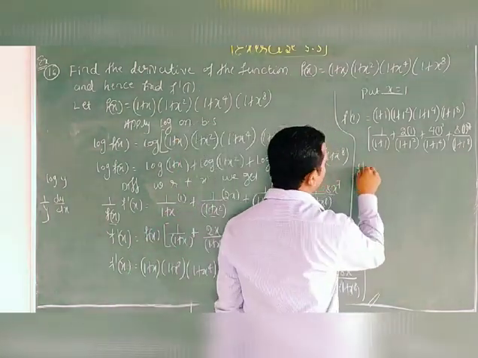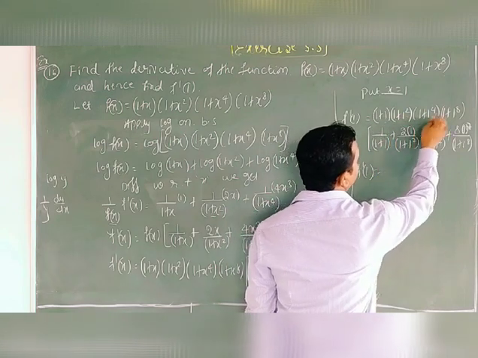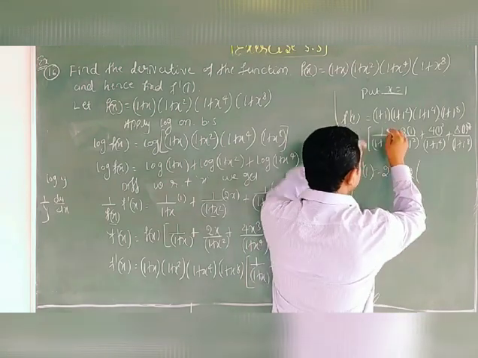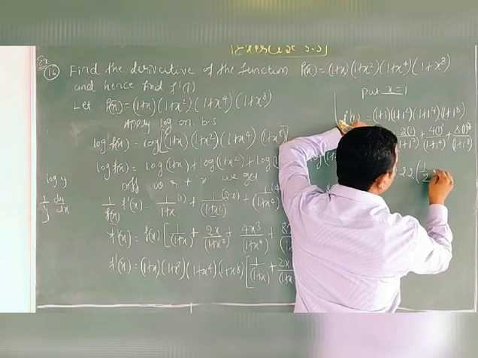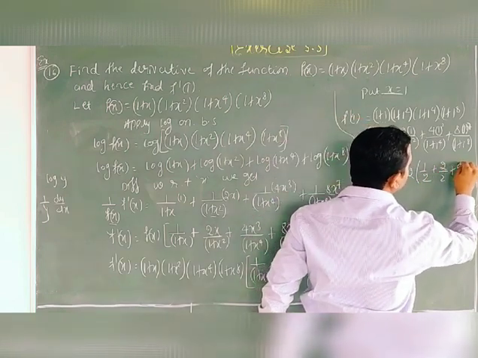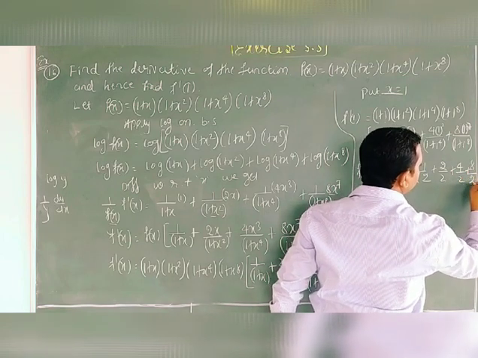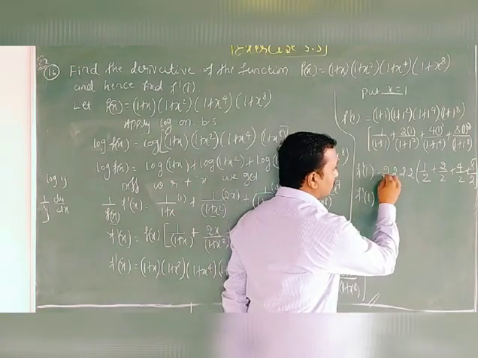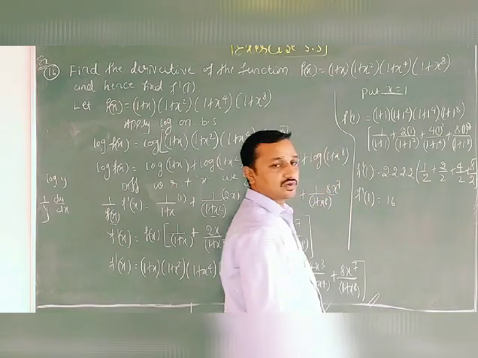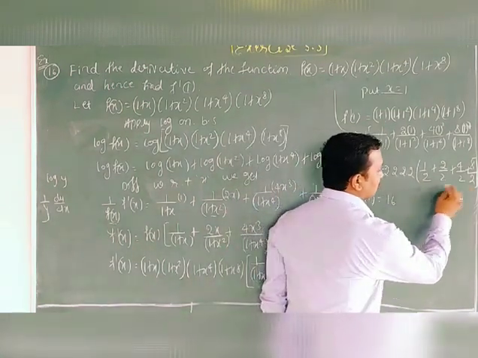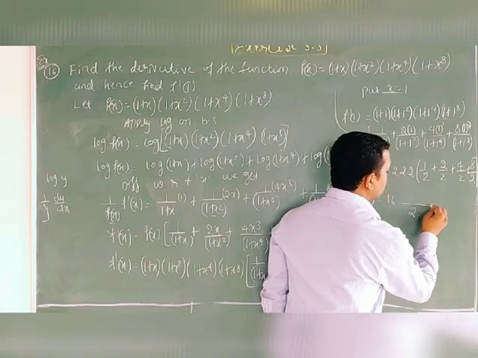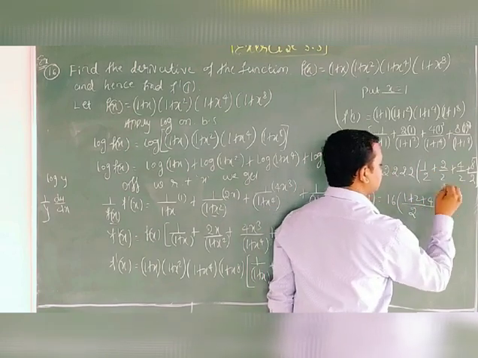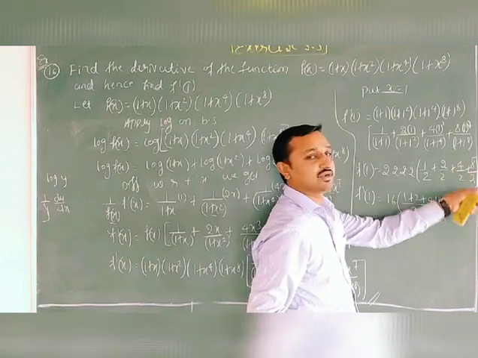Then f dash of 1 is equal to: 1 plus 1 is 2, so we have 2 into 2 into 2 into 2 in the bracket. Inside the bracket we can write 1 divided by 2, plus 2 by 2, plus 4 by 2, plus 8 divided by 2. 2 into 2 into 2 into 2 is 2 raised to 4, which is 16. So we can take 2 as the LCM: 1 plus 2 plus 4 plus 8, all divided by 2. Clear?